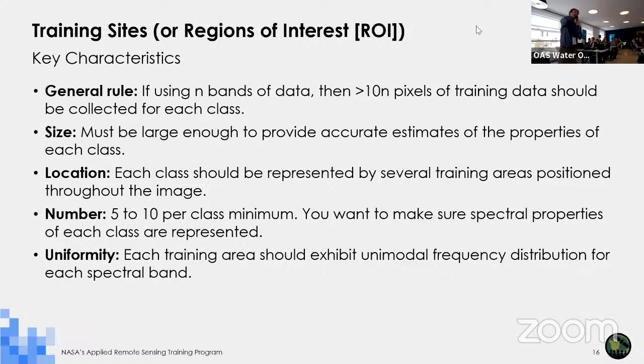The location should be represented by several training areas positioned throughout the image. You don't want to collect all of your training samples in one area. You want to spread it out, so you're getting a lot of heterogeneity throughout the image. And then the number, you want 5 to 10 per class minimum. So if you had 5 classes you wanted to classify, then you would want 5 to 10 training samples per class. And uniformity: each training area should exhibit unimodal frequency distribution for each spectral band. Next slide.